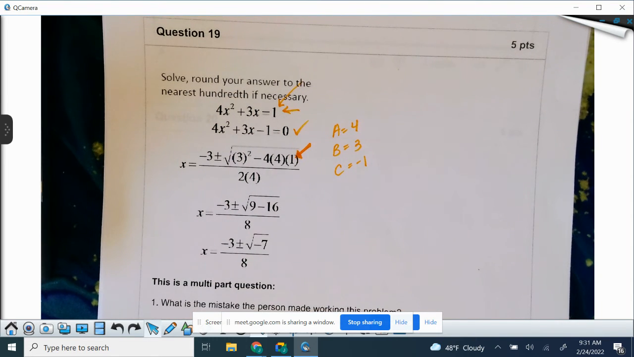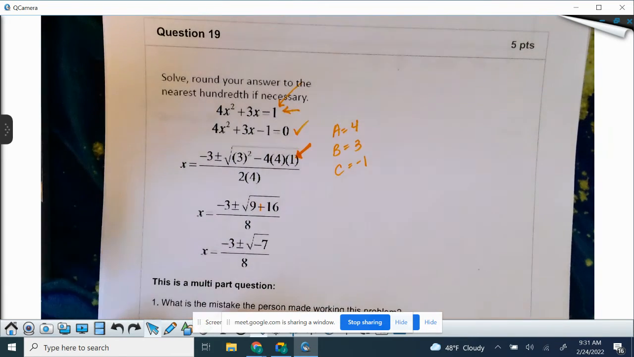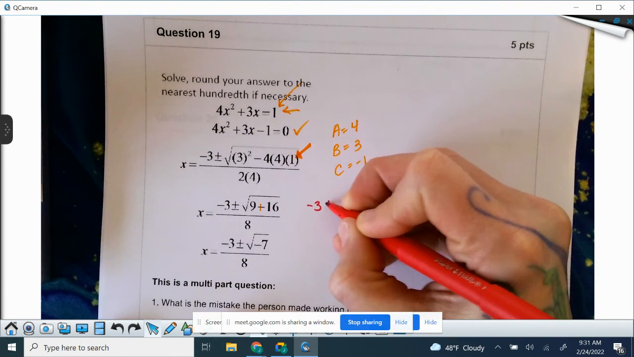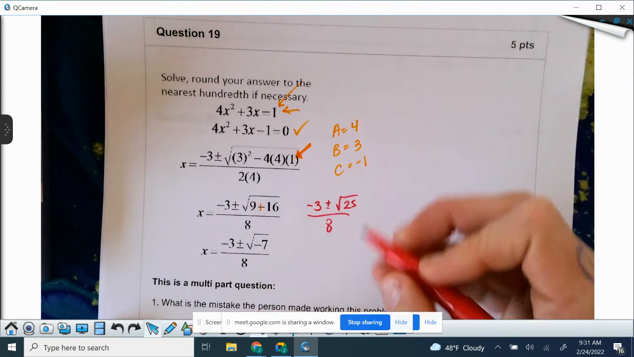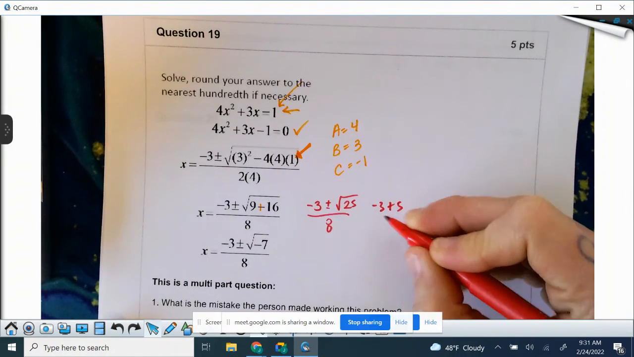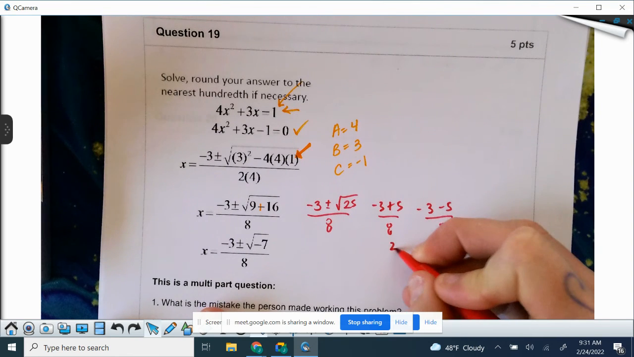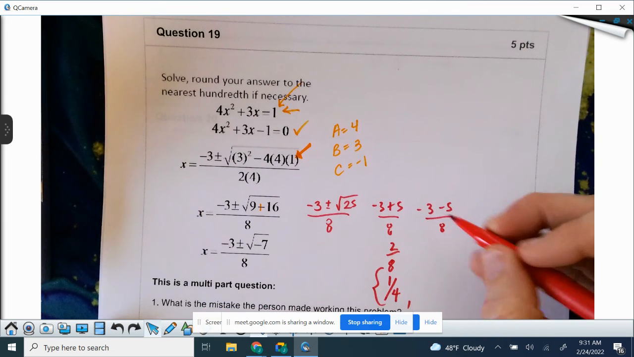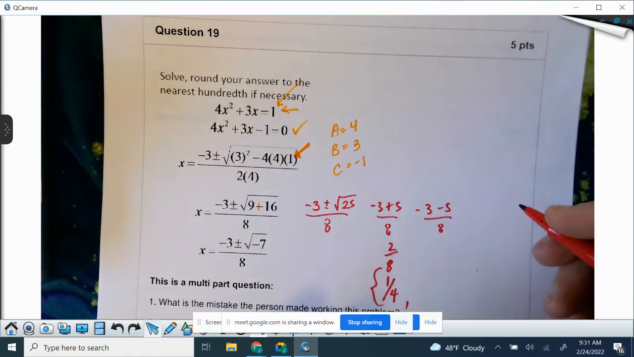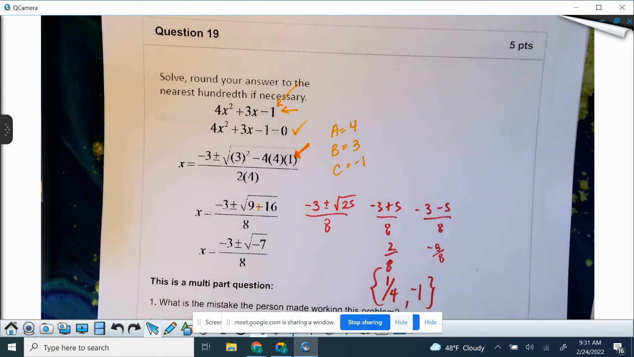And it would have made a difference because this would have become 9 plus 16 instead of 9 minus 16. So it would be the negative 3 plus or minus the square root of 25 all over 8. And that's negative 3 plus 5 over 8, negative 3 minus 5 over 8, just 2 over 8. So our answer would be 1/4 because you always want to reduce your fractions. And then negative 3 minus 5 is negative 8 over 8, so it should be negative 1. So it should be 1/4 and negative 1.